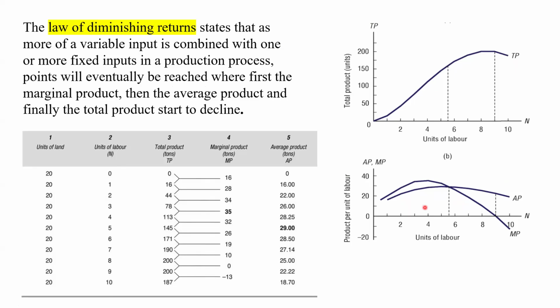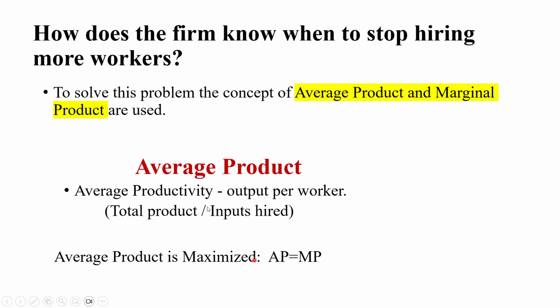So basically here they were just explaining to us the law of diminishing marginal returns, which states that as you add your variable input to your fixed inputs to stimulate production, your marginal product, average product and total product will increase until they reach a certain point where they'll start to do what? To decline. So how does the firm know when to stop hiring more workers?